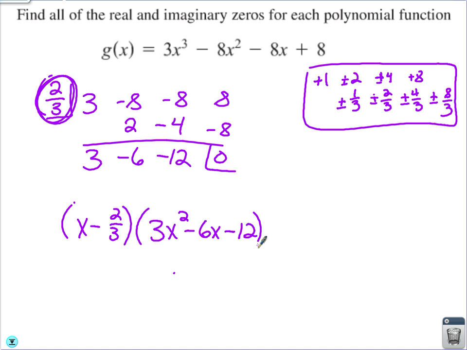Something else to point out. When you use fractions, look what you're left with. Austin, see anything in common? They all have factors of 3. This will happen every time you have fractions.